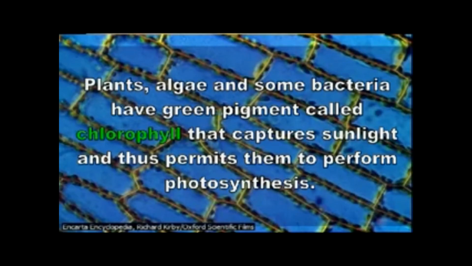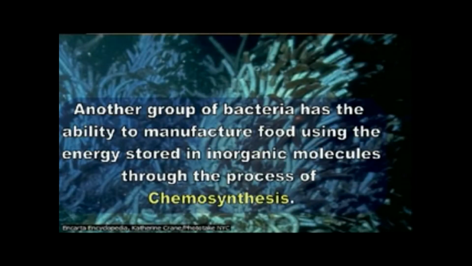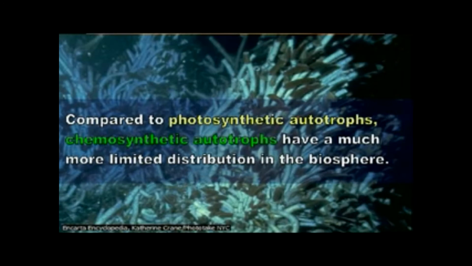Plants, algae, and some bacteria have green pigments called chlorophyll that capture sunlight and thus permit them to perform photosynthesis. Another group of bacteria has the ability to manufacture food using the energy stored in inorganic molecules through the process called chemosynthesis.